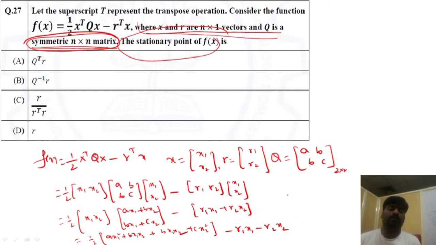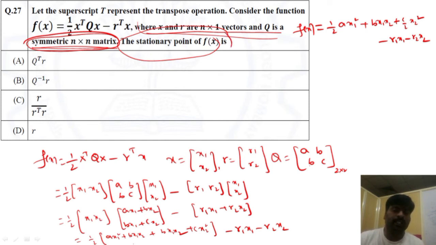So finally what we get is 1 by 2 a x1 square plus 2b times x1x2 divided by 2, that is b times x1x2, plus c by 2 x2 square minus r1x1 minus r2x2. So this is my f of x.